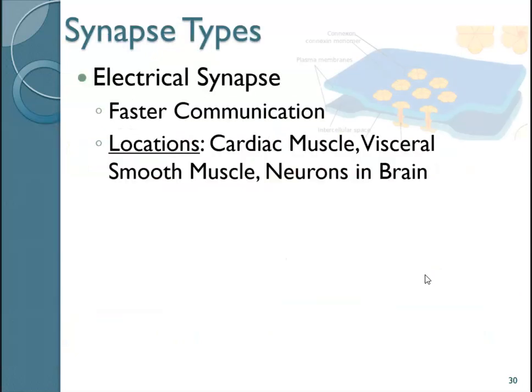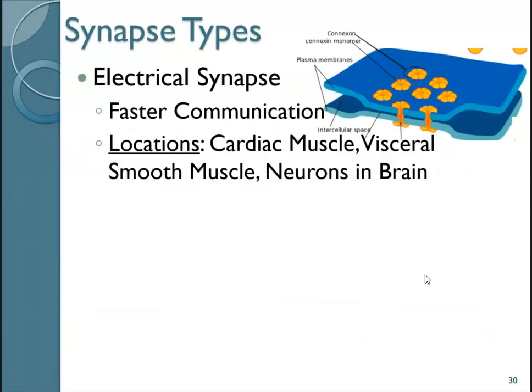Okay, so next we're going to talk about synapses. Synapses are two main types. This is the junction between cells, right? So between whether it's muscle cells or neurons, right? So first type is electrical synapse. These are basically gap junctions between the cells.